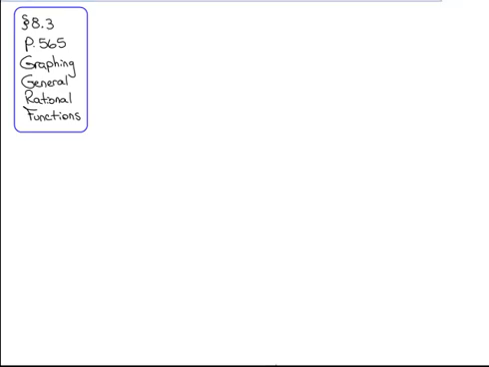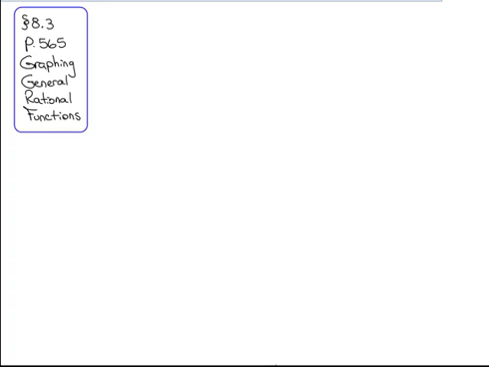So today we're going to take a look at section 8.3, and section 8.3 begins on page 565. Now we're going to talk about graphing general rational functions. In the last lesson we were graphing simple rational functions. Those are the ones that always had one vertical asymptote, one horizontal asymptote, and always give you a two-piece graph, a hyperbola, with two branches on it.